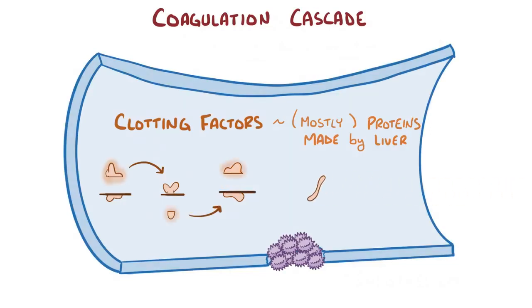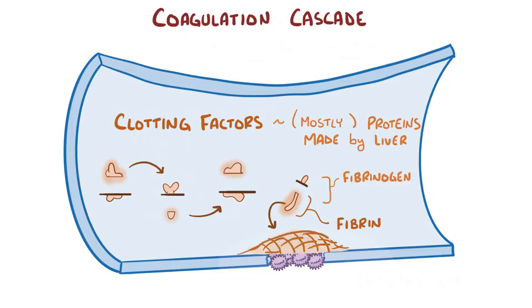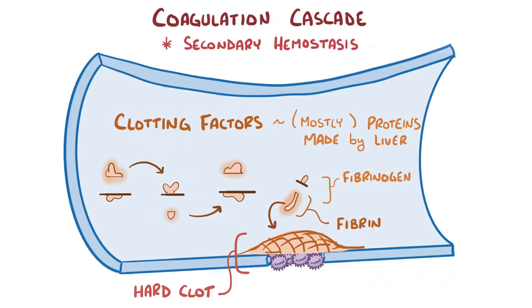The final step is activation of the protein fibrinogen to fibrin, which deposits and polymerizes to form a mesh around the platelets. So these steps leading up to the fibrin reinforcement of the platelet plug make up the process called secondary hemostasis, and result in a hard clot at the site of the injury. This cascade has a huge degree of amplification, and takes only a few minutes from injury to clot formation.